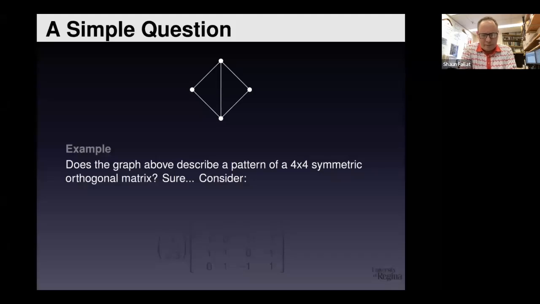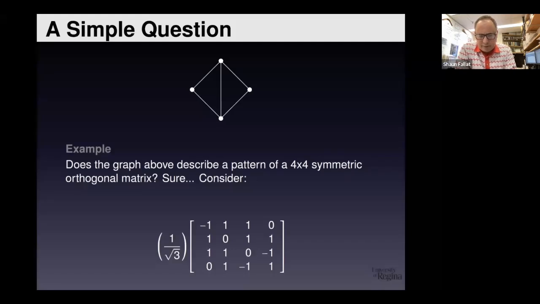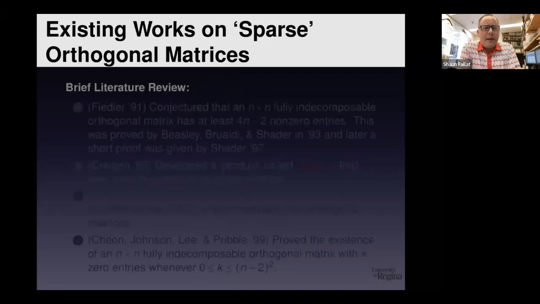And you think about it for a while, and then you might come up with an example that looks like this. So the answer is yes to this question. I mean, not very interesting, I suppose, at this moment. But this is kind of the question that I'm asking. You're handed a graph, and I just want to know, is there an orthogonal matrix that somehow respects that graph?